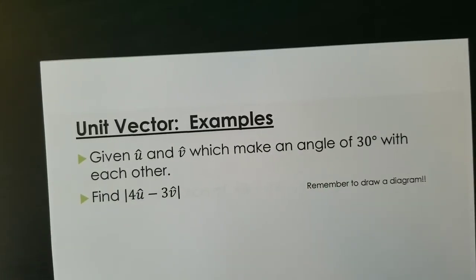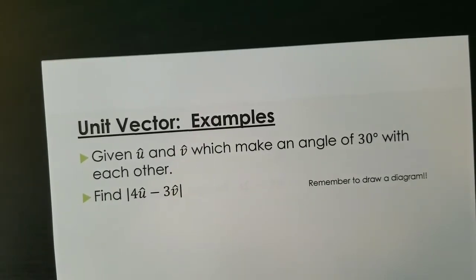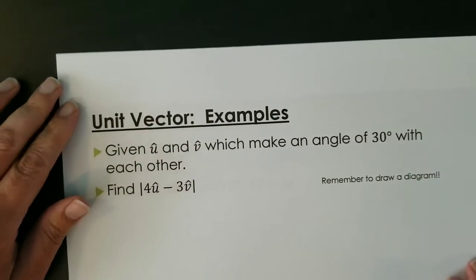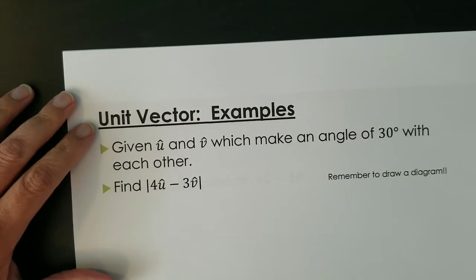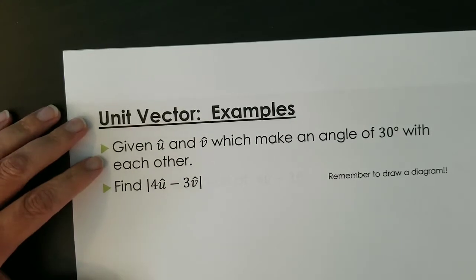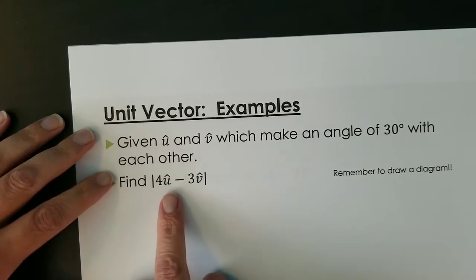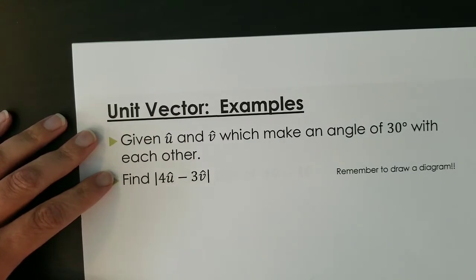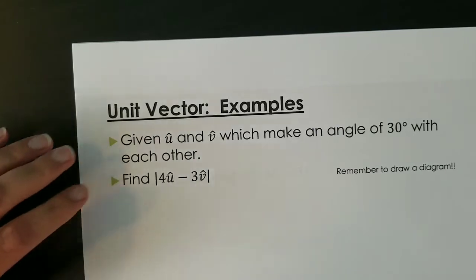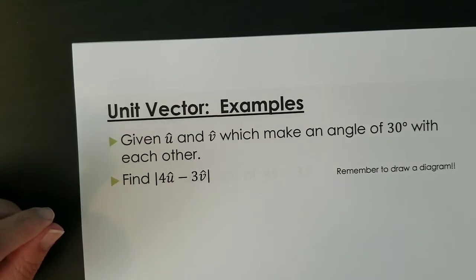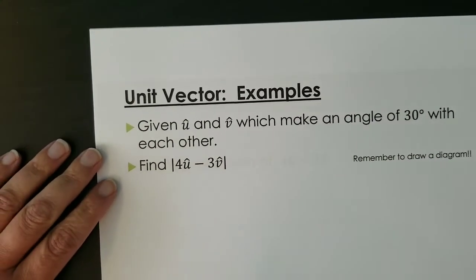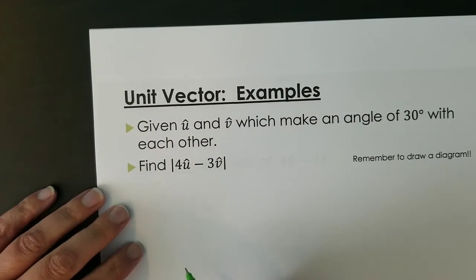Hi folks, here is the second video for the Unit 1 Day 4 work on multiplying vectors by scalars. So we're going to look at an example here of two unit vectors and finding the magnitude of 4 times u hat minus 3 times v hat. Remember that we always have to draw a good labeled vector diagram in order to solve any vector addition problems.